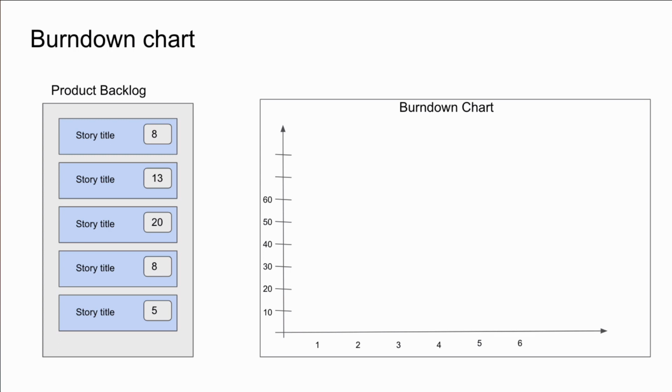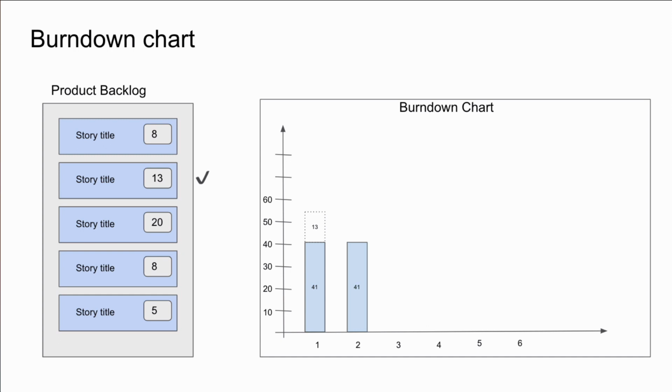So basically, when you go through those sprints, you may finish, let's say, a story of 13 points, and that means that the total number of points left to work on are the total number of points in the product backlog minus what's just been completed. And the team will go on sprint after sprint.